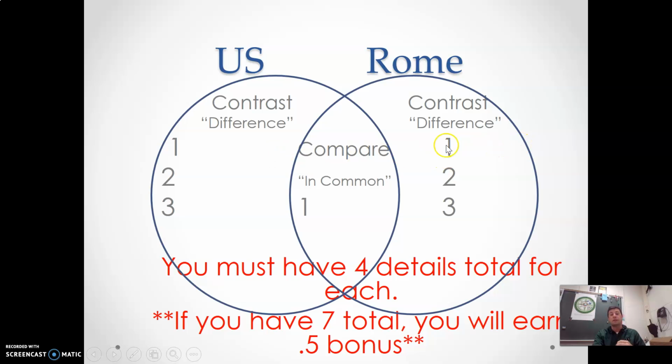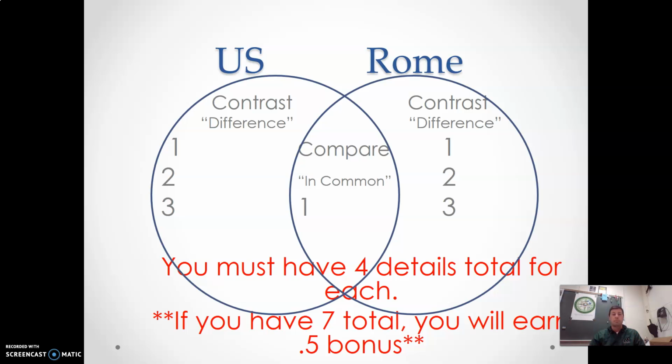Just make sure that on the right-hand side, you're also saying it's different because in Rome, the consuls are the ones who actually write the laws, which means they have a stronger hold on the power of making laws within the Roman Republic. So they can be interpretations and analysis of those governments as opposed to simply being facts.